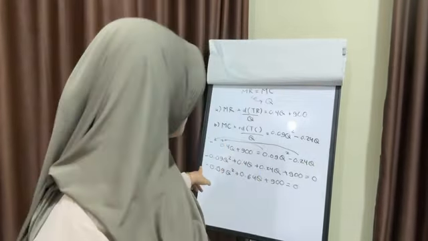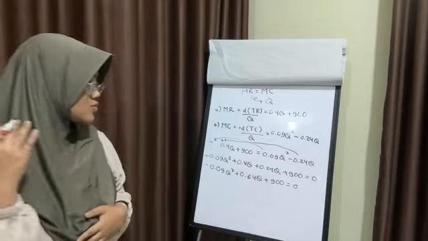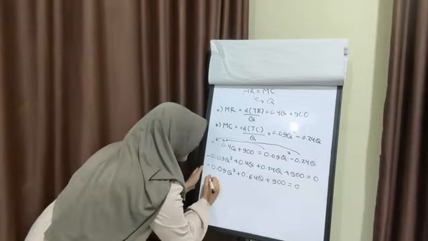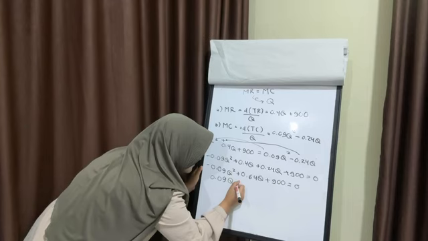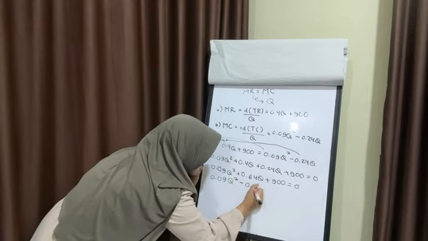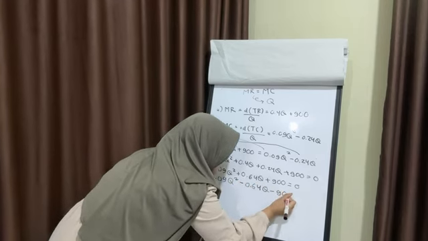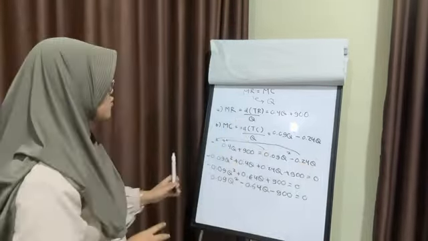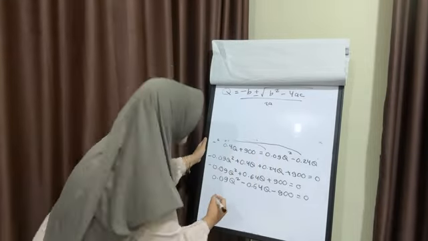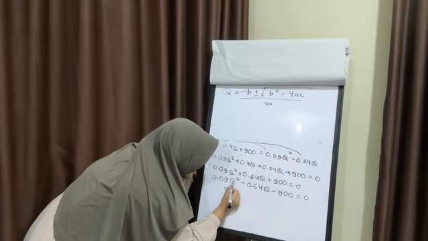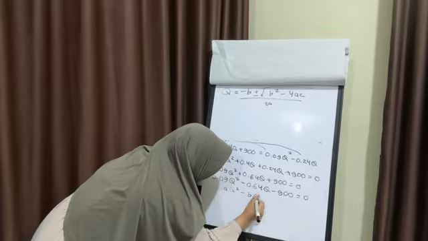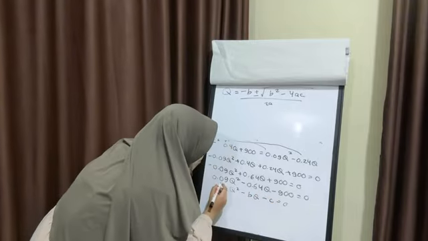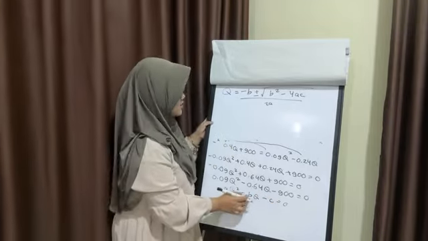So we are going to change it. So the Q squared is going to be plus, and the rest is going to be minus. 0.09Q squared minus 0.64Q minus 900 equals 0. So from right here, we are going to use the quadratic equation so we can find what the Q means. This one is aQ squared plus bQ plus c equals 0. So let's substitute this into this.